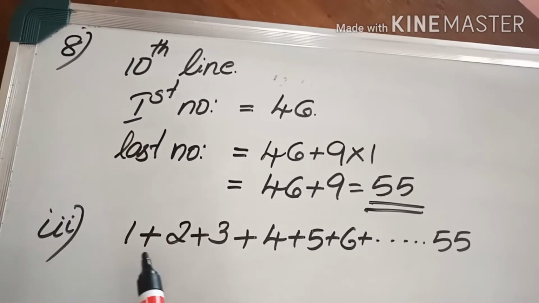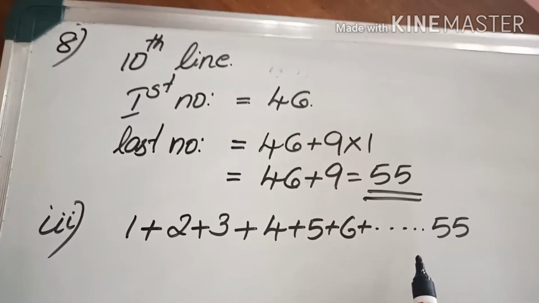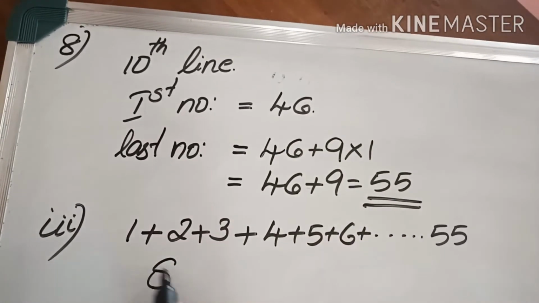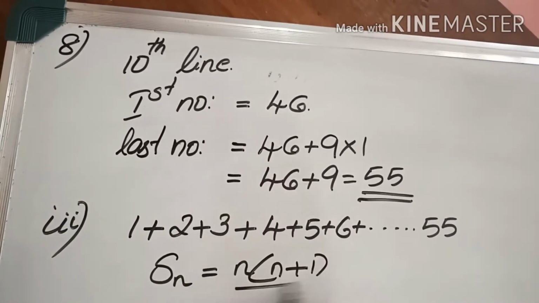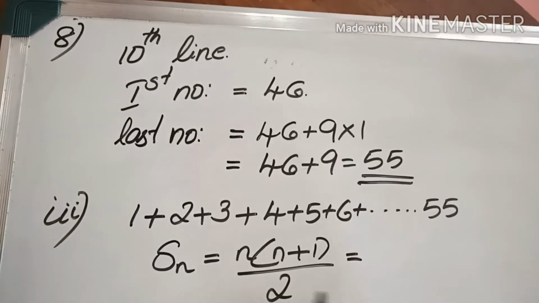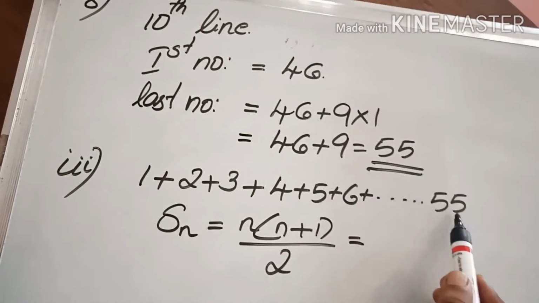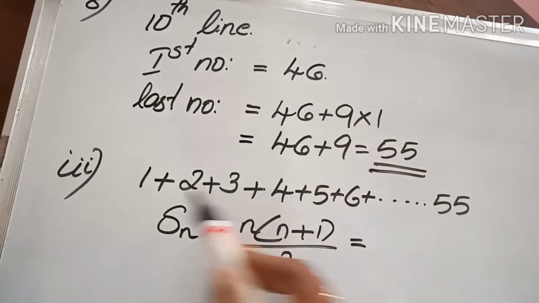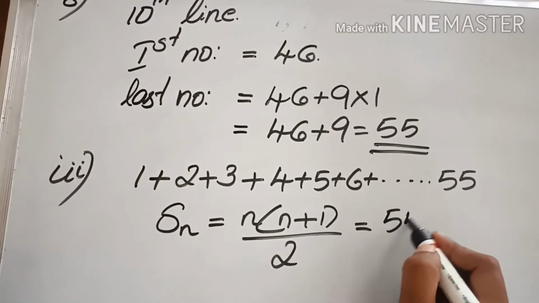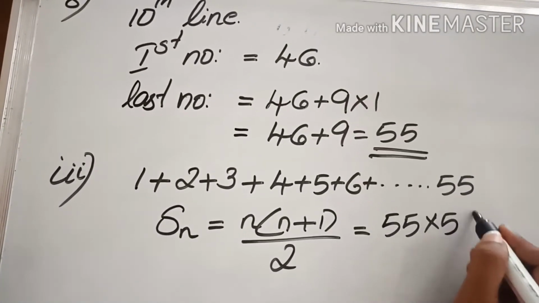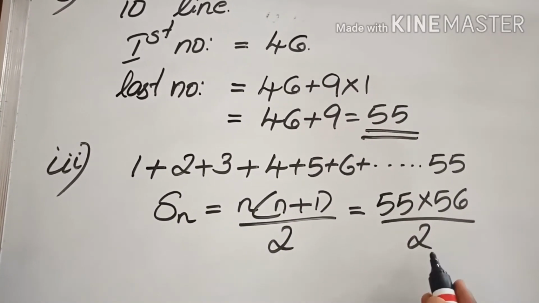So here you can see this is the sum of natural numbers. The sum of natural numbers equation, what is the equation? n into n plus 1 by 2. Here, total how many numbers? 55 continuous numbers are there. So 55 into 56 by 2.